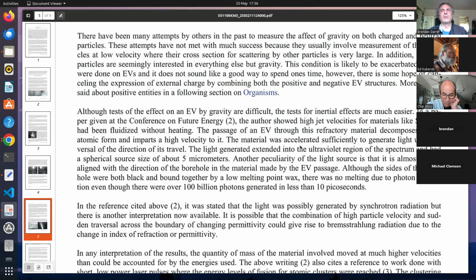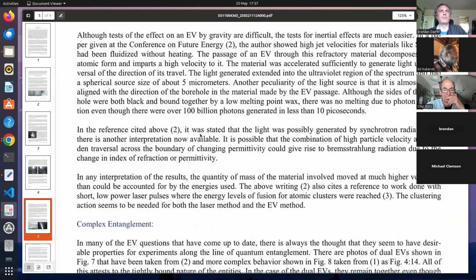However, there is some hope of canceling the expression of external charge by combining both positive and negative EV structures. More will be said about the positive entities in the following sections on organisms. Although tests of the effect on an EV by gravity are difficult, the tests for inertial effects are much easier. In a paper given at the Conference of Future Energy, the author showed high jet velocities for materials like silicon carbide that have been fluidized without heating.